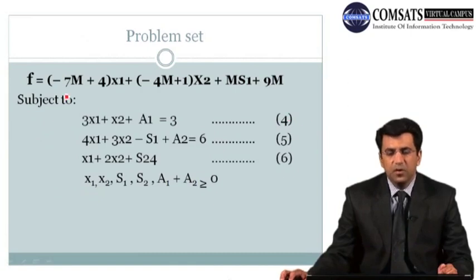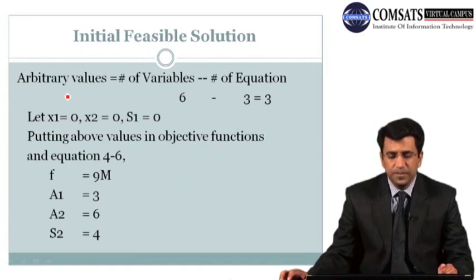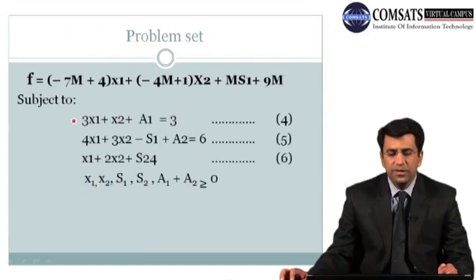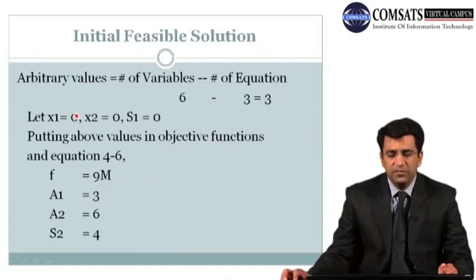So by putting all of these 3 values in these equations, that is equation number 4, 5, 6 as well as the objective function, we will get the value of objective function f is equal to 9M, because when we put x1 is equal to 0 here, x2 is equal to 0 here, s1 is equal to 0 here, all of these values will become 0 and the value of our objective function will become 9M. So f is equal to 9M. In the same way, the values of our other variables will become a1 is equal to 3, a2 is equal to 6, s2 is equal to 4. So this is our initial solution.